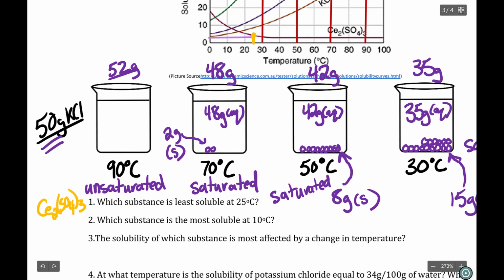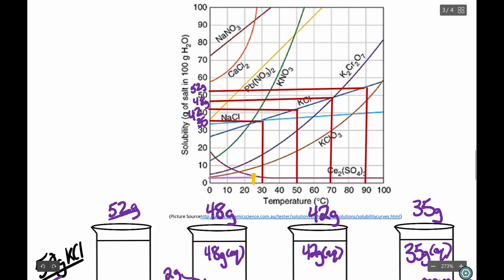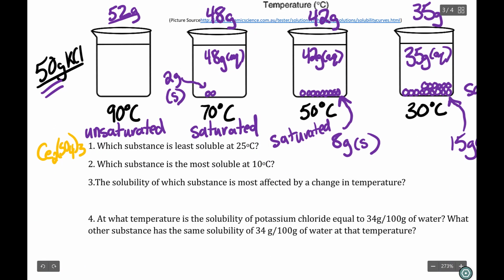So which substance is the most soluble at 10 degrees? Okay, well, I'm going to go to 10 degrees. I'm going to make a line going all the way up. I hit sodium nitrate last. That means sodium nitrate is the most soluble at 10 degrees.